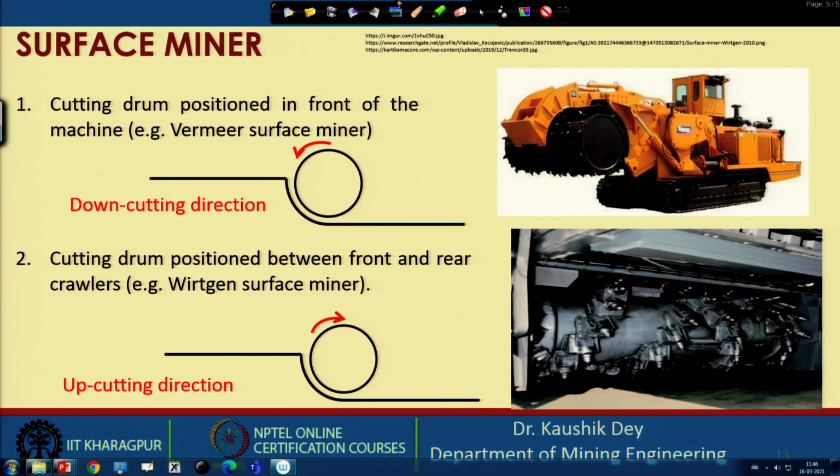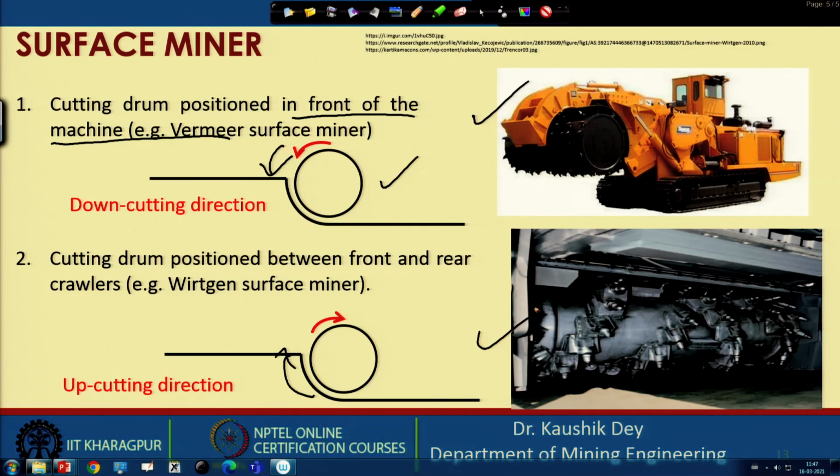So, surface miners can be broadly classified in two ways. One is that the cutting drum is positioned in front of the machine, and this allows the drum to rotate like this. The second type is positioned between the front and rear crawler. So, this is down cutting, this is up cutting, and both can be reversed also depending on the type of application. So, these are two broad classifications: one is in front of the machine, one is below the machine.